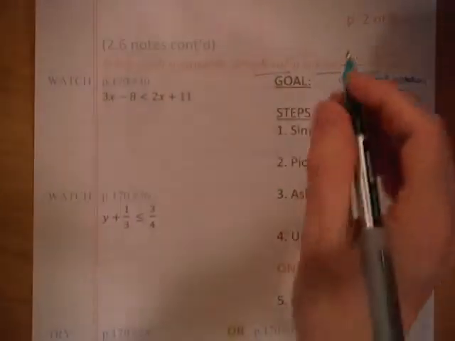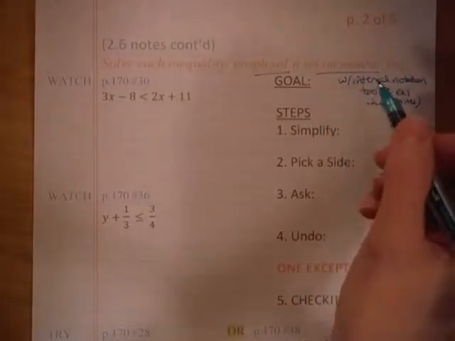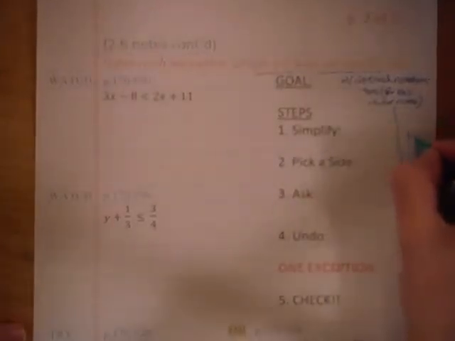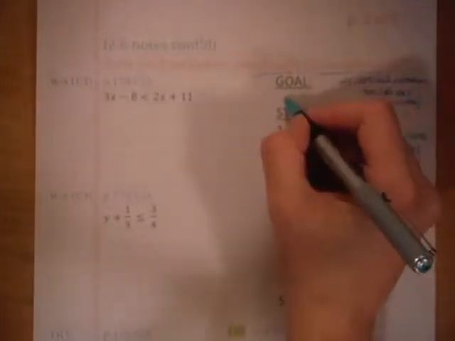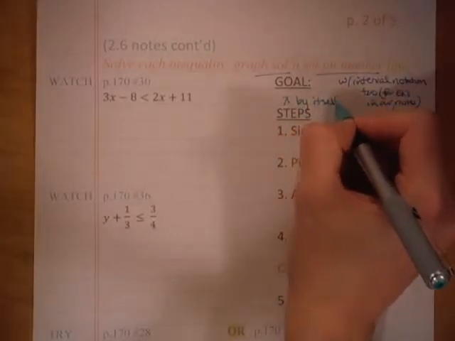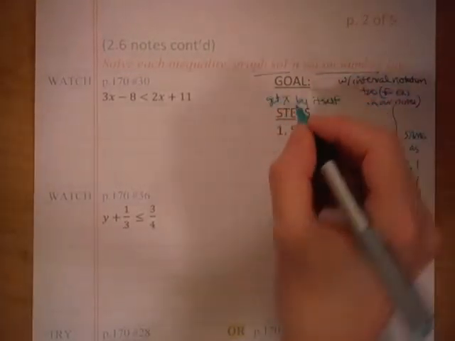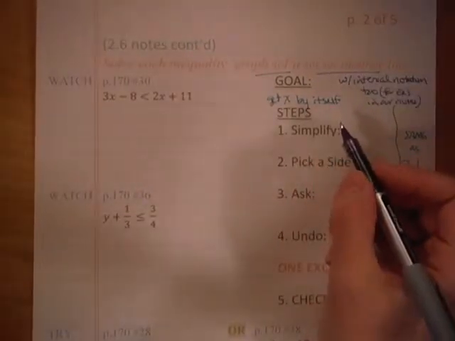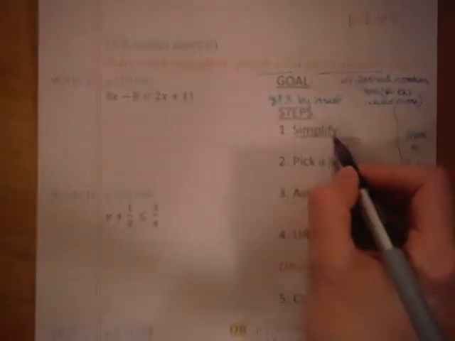So our goal and our steps stay exactly the same as the beginning of 2.1, 2.2, 2.3, all that we talked about. So our goal is to get x all by itself. Isolate the variable. First, we need to make sure it's rearranged in a solvable form. So we look to see if there's any simplifying we need to do.